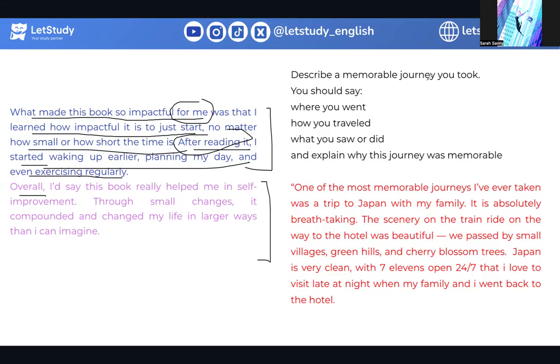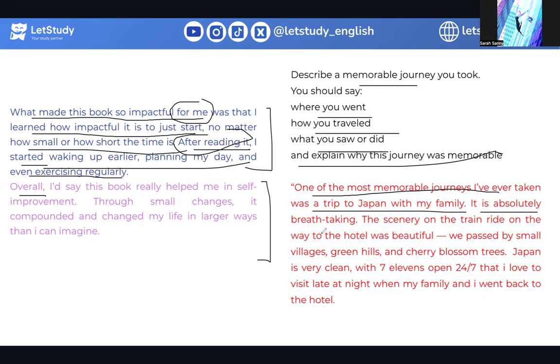Nah, ini juga contoh kedua, yaitu describe a memorable journey you took. You should say where you went, how you traveled, what you saw or did, and explain why this journey was memorable. Nah, pertama ini dimulai dengan one of the most memorable journeys I've ever taken was a trip to Japan with my family. Jadi bilang memorable journey-nya itu kemana? Ke Japan.